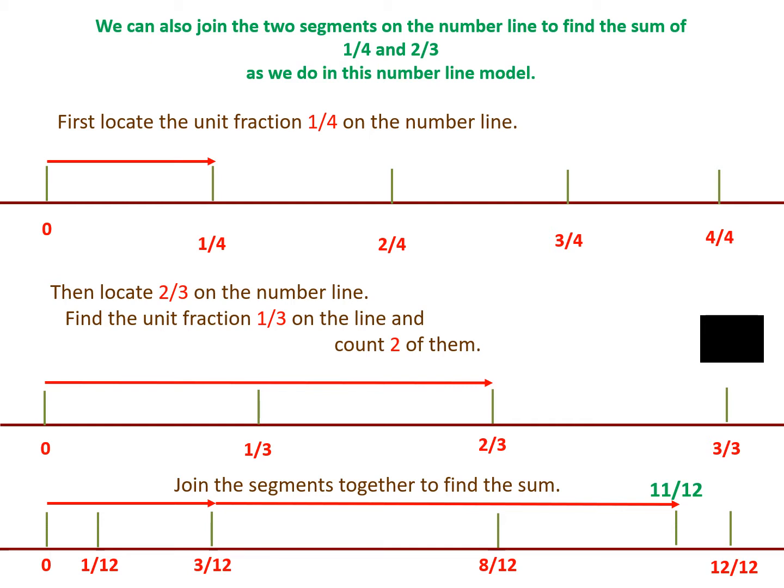Children are familiar with the number line model, and they've been working with them for several years. They know that they can join two segments on the number line to find a sum. And because a fraction is a number, they can use the number line to add fractions. In this example, we will locate the unit fraction 1/4 on the number line. We can then locate 2/3 on the number line by finding the unit fraction 1/3 and counting 2 of them. When we join the segments 1/4 and 2/3 together on the number line, the answer, the sum, is 11/12.